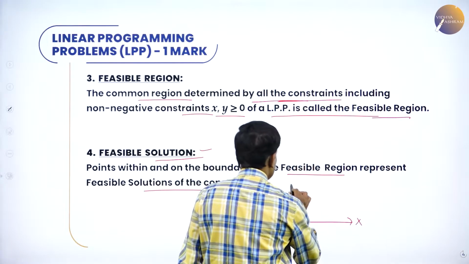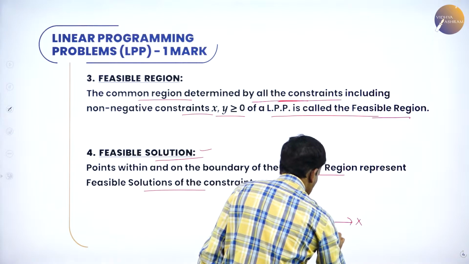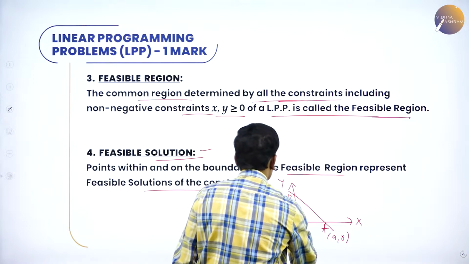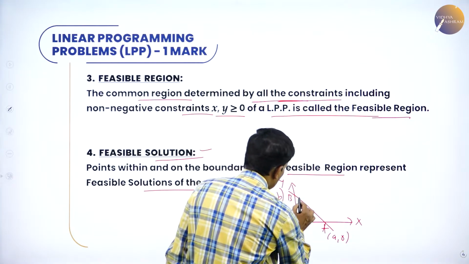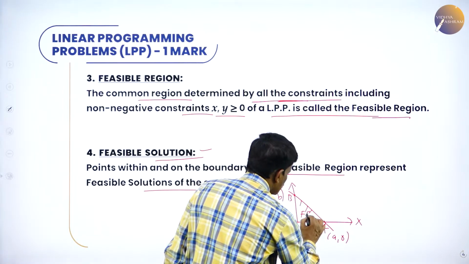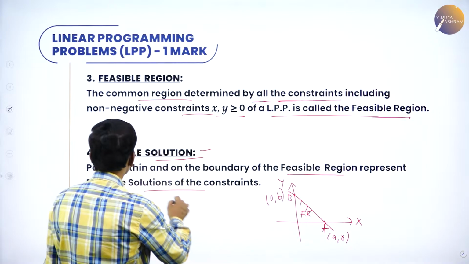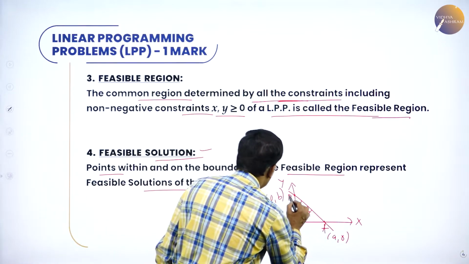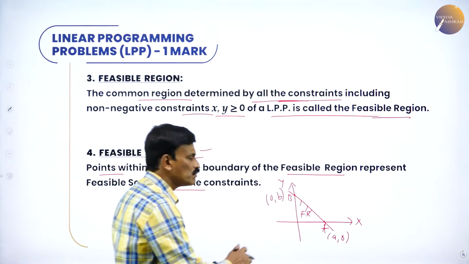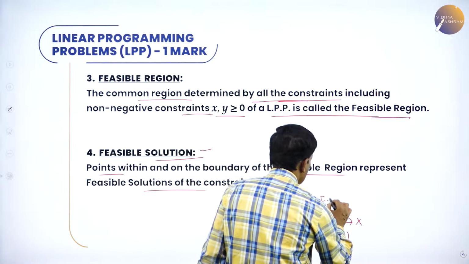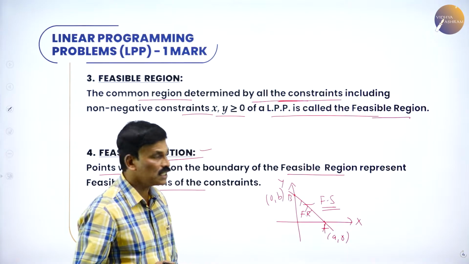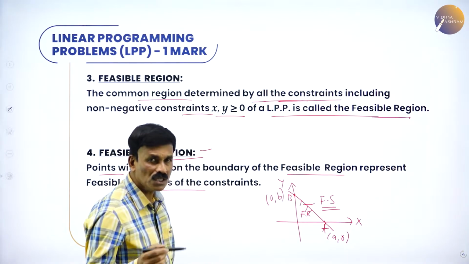Suppose this is the x-axis and y-axis, then these are the points. This line intersects the x-axis at a comma 0 and the y-axis at 0 comma b. The boundary between these two will give the feasible solution. This is the feasible region. The points A and B within the boundary of the feasible region will represent the feasible solution. Now that is the difference between feasible region and feasible solution. One is the points.